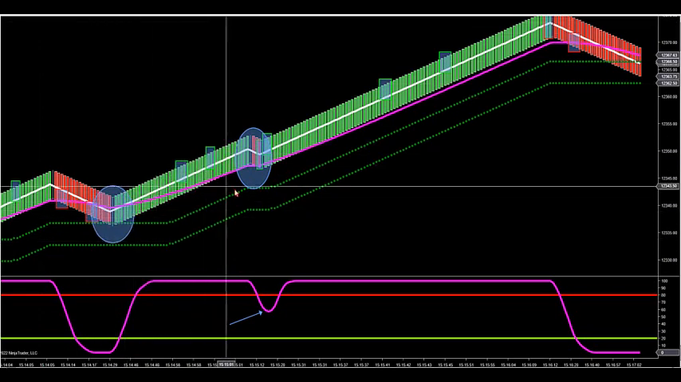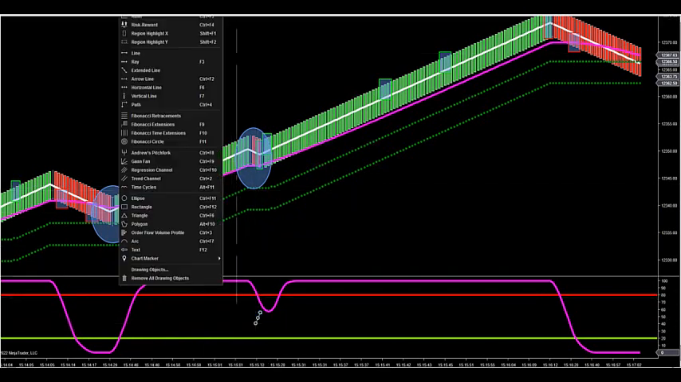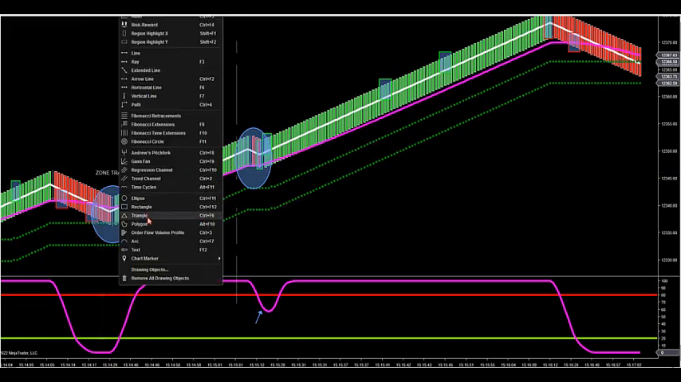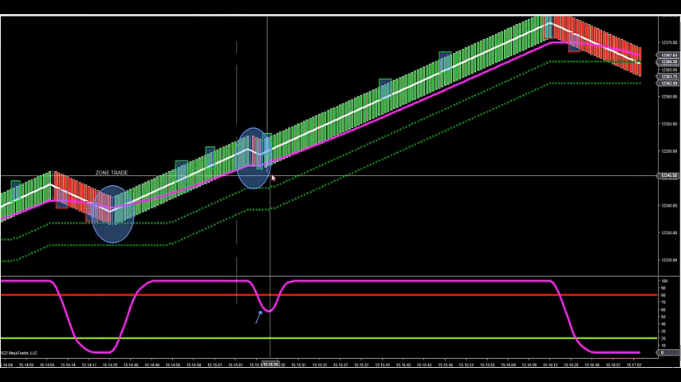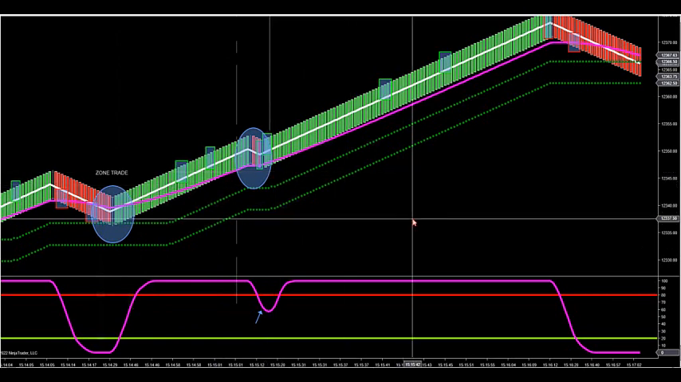This is our zone trade. This is our momentum trade. All right. Here's zone. Zone trade. Momentum trade. Everybody see that?